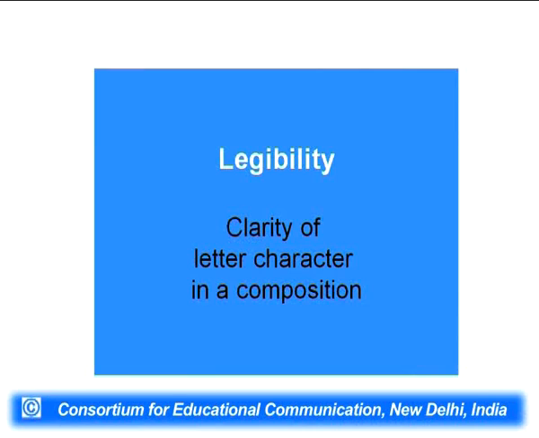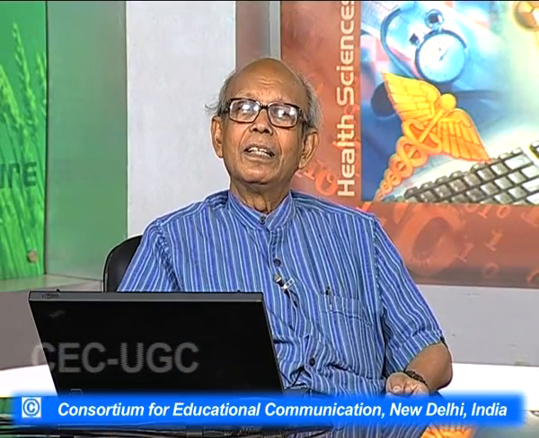Now, first of all, the word legible should be made clear. What do you mean by legible? Legibility means clarity of letters in a composition. Individual letters may be beautiful. Two or three letters in a composition may look beautiful, but when a number of letters create a word, and it is not clearly visible, clearly identifiable, how can I call it letters? Take an example.